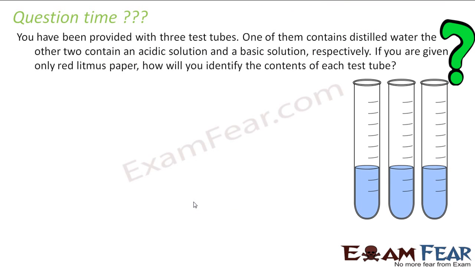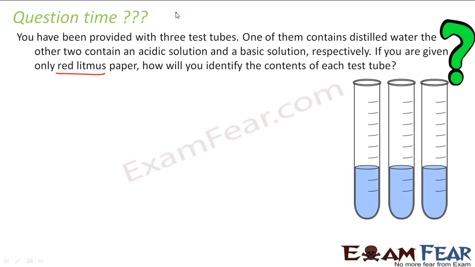So now is the question time. So we know all the acid base indicators, so we have a question on acid base. We have 3 test tubes and they contain distilled water with some solution, acidic or basic. One of them is acidic, one of them is basic, and one of them is neutral. We are given only one red litmus paper. We have to identify the content of each of these.